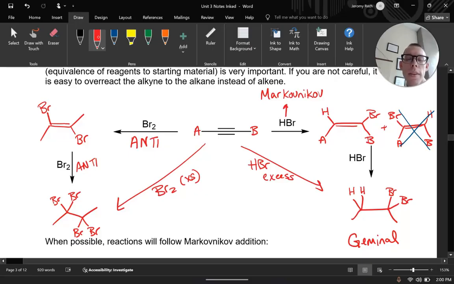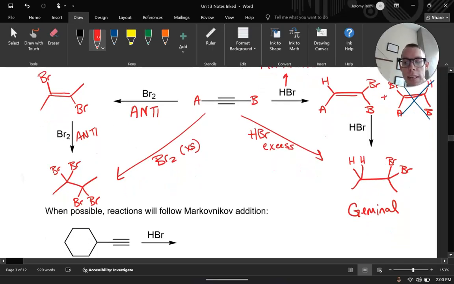Now, where you don't get this kind of messiness is on your terminal alkynes. On your terminal alkynes, for example, your B, if we say that's the end, would be a hydrogen. So then you'd have preference.